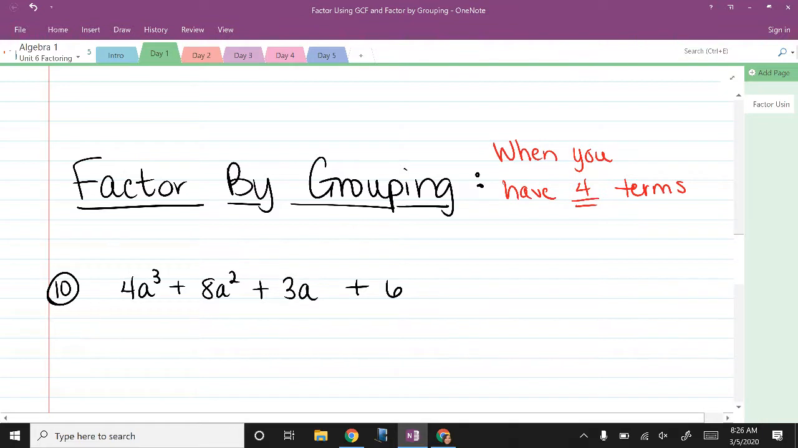Okay, so when we have 4 terms, we're going to do something called factor by grouping. And that's exactly what it sounds like. You're going to use grouping. Now, what do we use in math to group things together? What symbols do we use to mathematically group things together? Parentheses, right? So we're going to use parentheses. Have y'all got number 10 copied down? Yes. All right, I'll hush and let you write for a second.